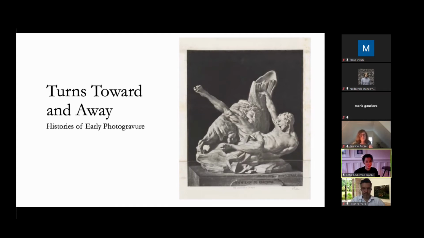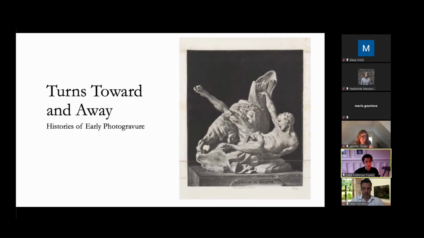And in keeping with the theme of this conference, this paper will address two critical moments of becoming in the history of photography. The first is technological, the turn in the 19th century toward photomechanical processes as key to photography's future. And the second is historiographical, the field of photohistory's turn away from these same processes as a central feature of the medium's past.